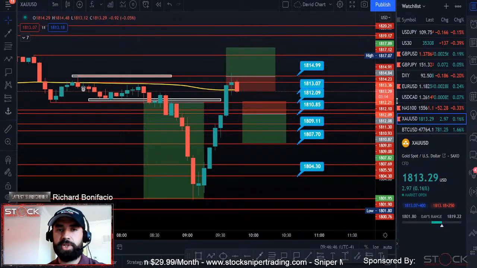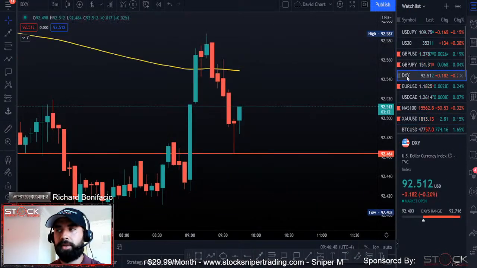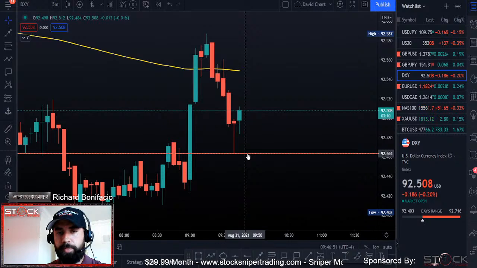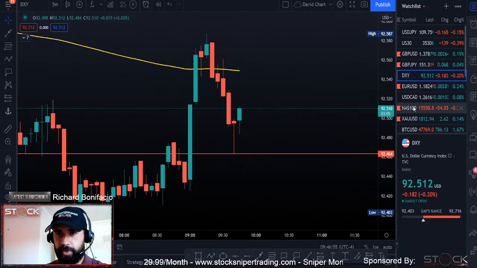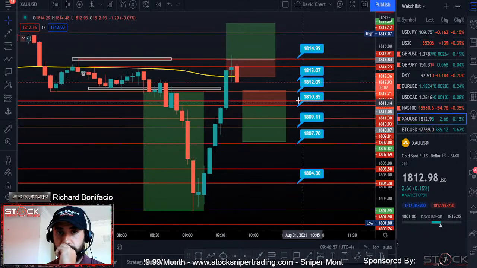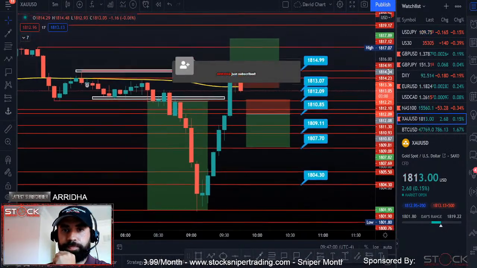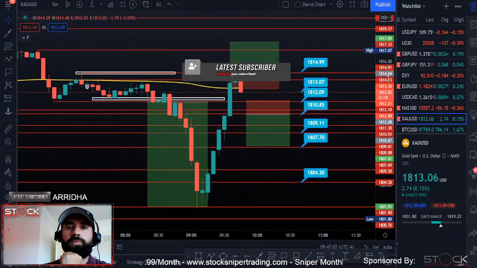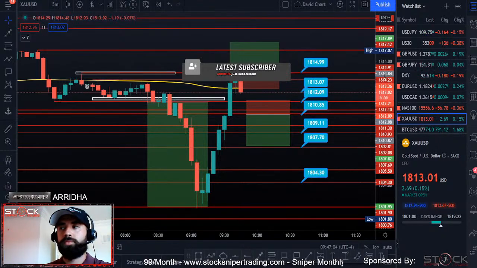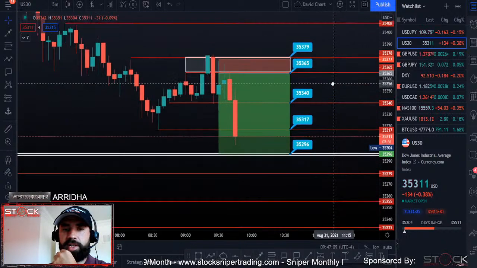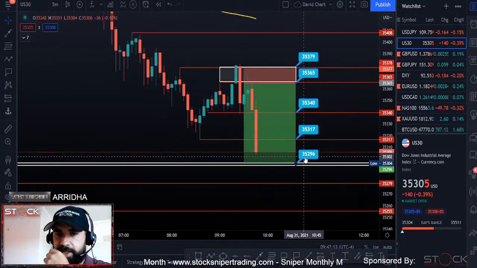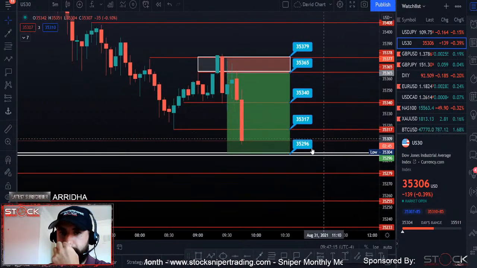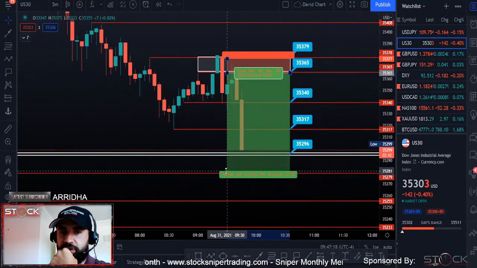Okay, news is out. Let's check the DXY for 1 quick second. It bounced, 92.464. Now it's starting to push here. We'll see if gold is going to go bullish or bearish. US 30, guys, it's starting to sell. There we go. If it starts to break below 35,296, we're going to continue. We're just going to keep walking down.